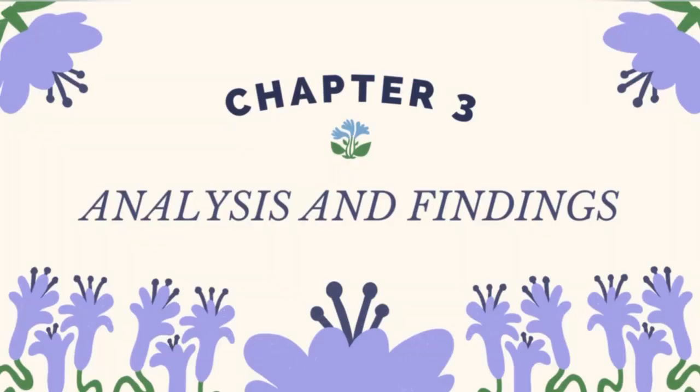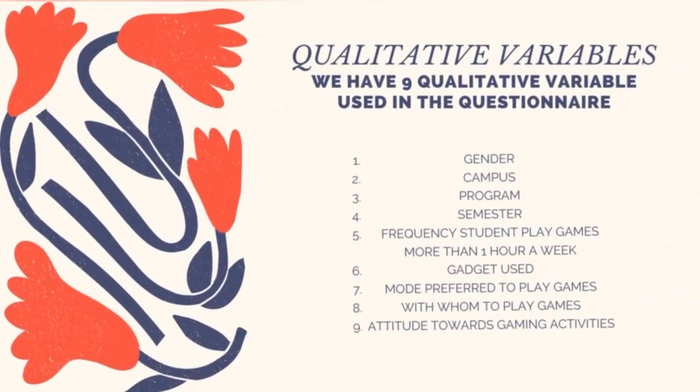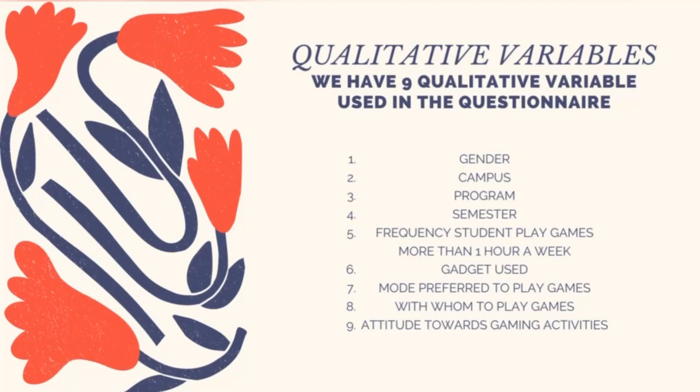Hello Miss, today I would like to talk about chapter 3, which is analysis and findings. These are the qualitative variables, so we have 9 qualitative variables, which are gender, campus, program, semester, frequency students play games more than 1 hour a week, gadget use, mode preferred to play games, with whom they want to play games, and the attitude towards the gaming activities.